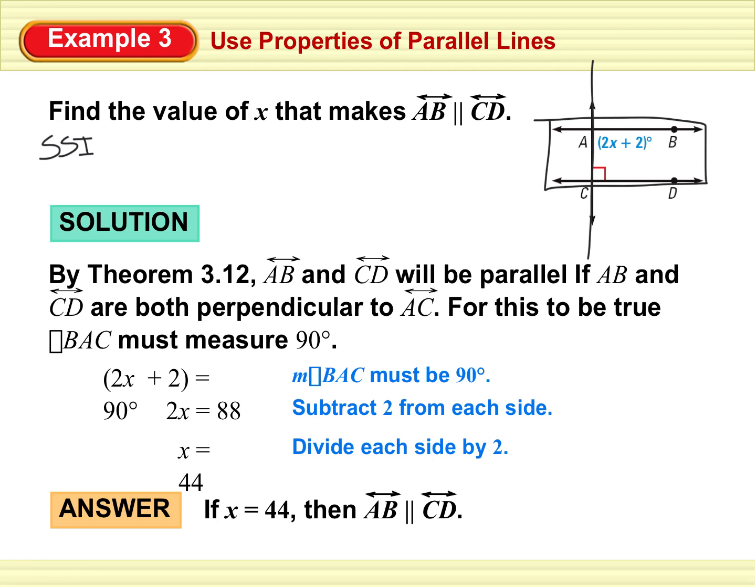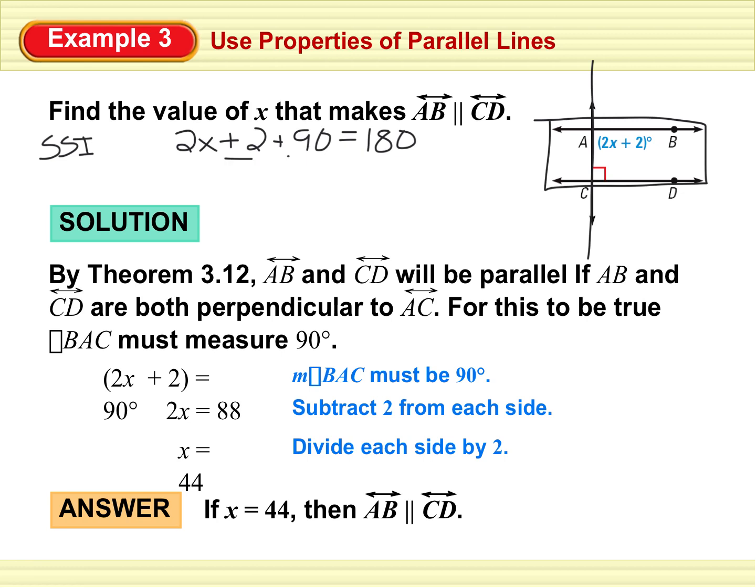Okay. What does it say over here with same side interior? They equal 180. So how can I set this up to equal 180? 2x plus 2 equals... No, 2x plus 2 plus 90 equals 180. Good. Equals 180. Very good. Now we just need to solve for x. What do I need to do first?